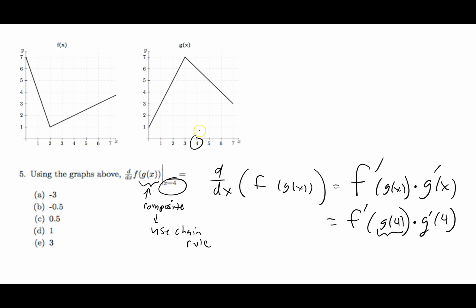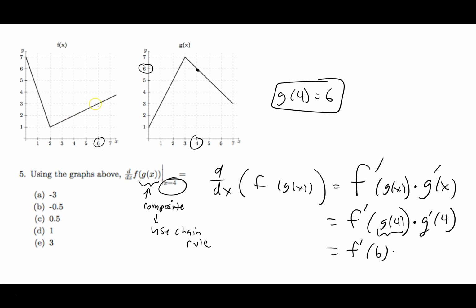When x is 4, g is 6. So g of 4 is equal to 6. Now, it's our job to plug that 6 into the derivative of f. Now, what we'll be looking for is the slope of the tangent line, right? That's what the derivative is. And so it's not this function value, 6 to give you 3. What it is, is the slope of this line.